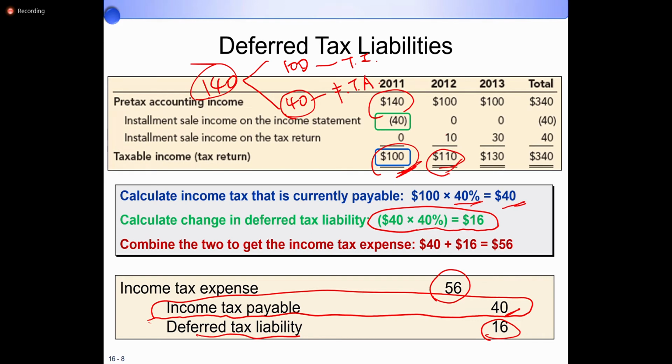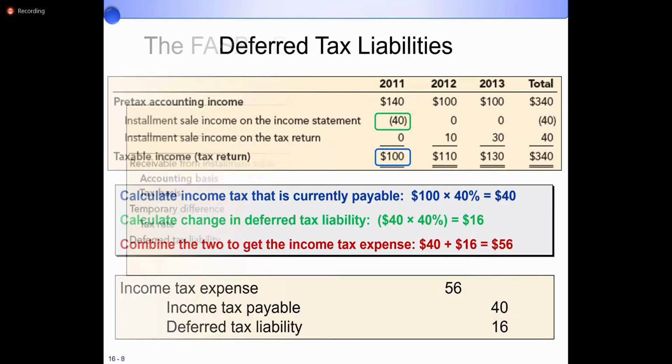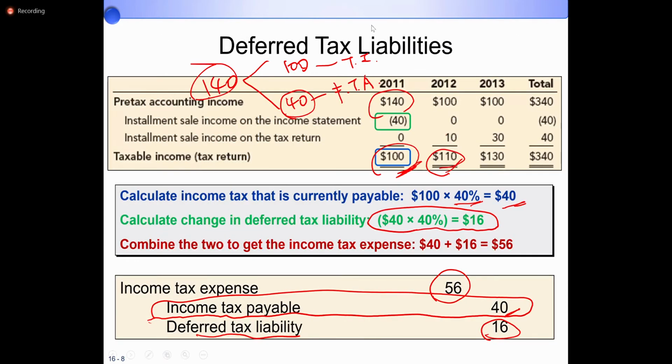So this one, just to make it simple, let's assume each year it was $100. Then we add additional situation. Any other question? You guys good? If you have no question, we're going to do a little exercise.